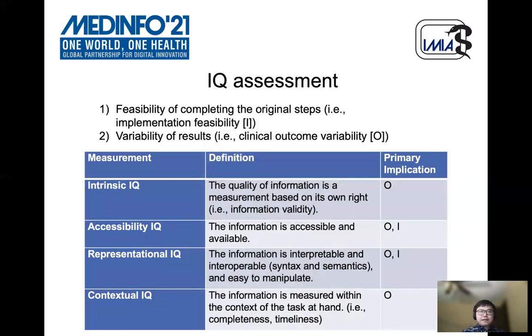To assess the technical soundness of the DIET process, we come up with two measures. First is feasibility, of whether it can complete original steps, or information implementation feasibility. The second aspect is the variability of clinical outcome. The implication of these two measures and also the relationship between the primary implication are illustrated in the following table.